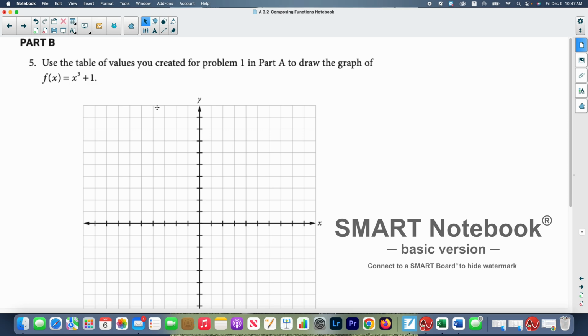Should we use a scale of 1? Yeah, you can use one. You don't have to graph all the points.